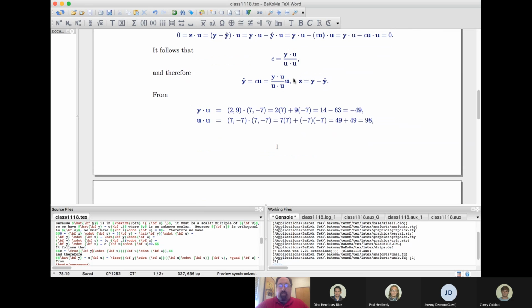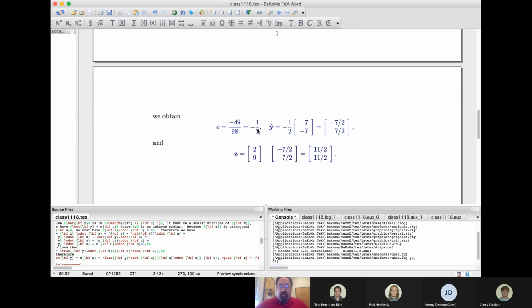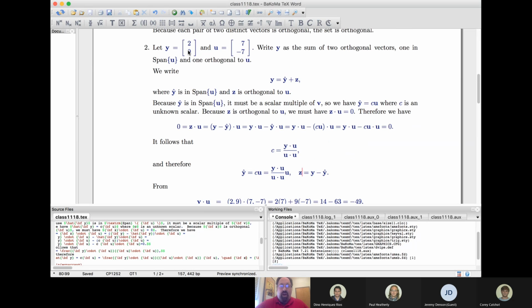So now all that's left, we have our formulas. So really, you can just jump straight to this point. This is your formula for the answer to this problem. So now you just compute all of the required inner products for this fraction here. So that's our constant c, and then multiply that by u, which is 7, -7, and that is our vector y hat. So this is the best approximation of y by a vector in the direction of u.